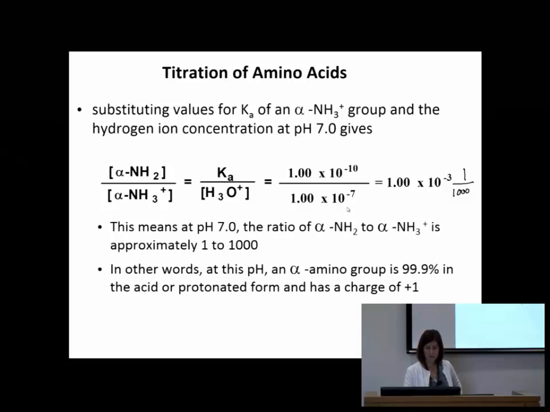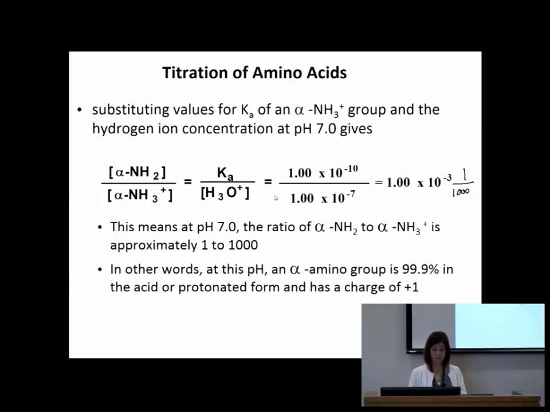So basically, it's almost all in the acid form. So you can predict how it's going to behave chemically. If you say, okay, at pH 7, that proton is off my acid form, essentially all off, and it's all on my amine group.